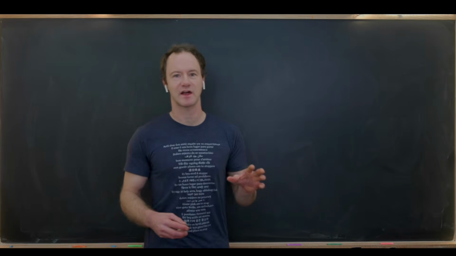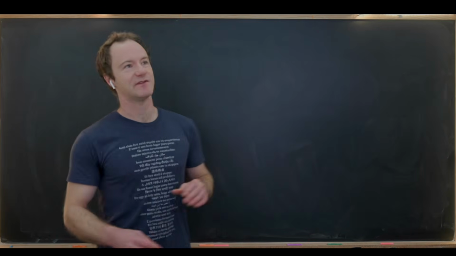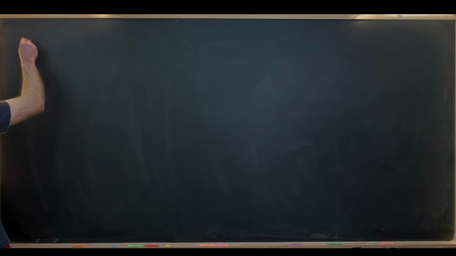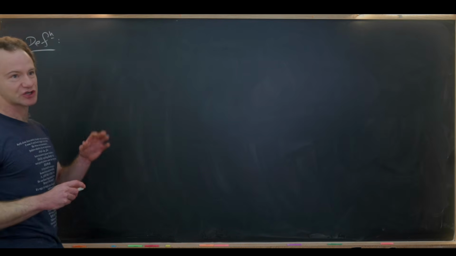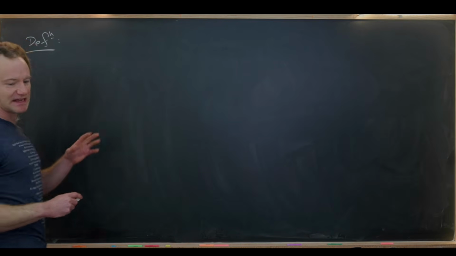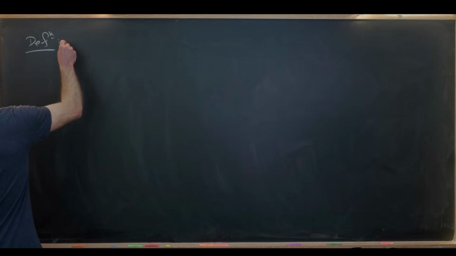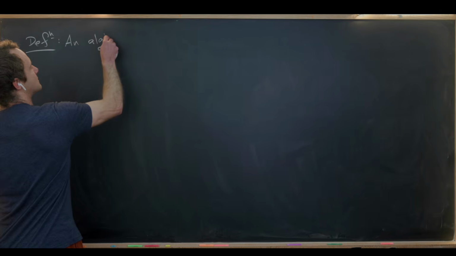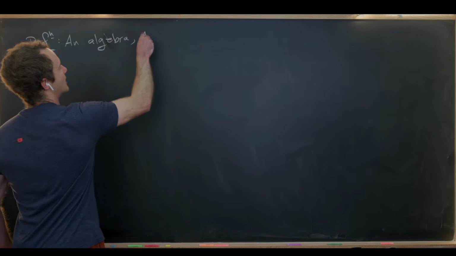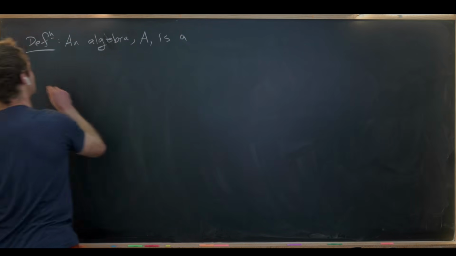So I want to start with a fairly simple definition, and that's the definition of something called an algebra. An algebra starts with a vector space and then endows it with a multiplication. So to be more specific, an algebra, I'll call it A, is a vector space.